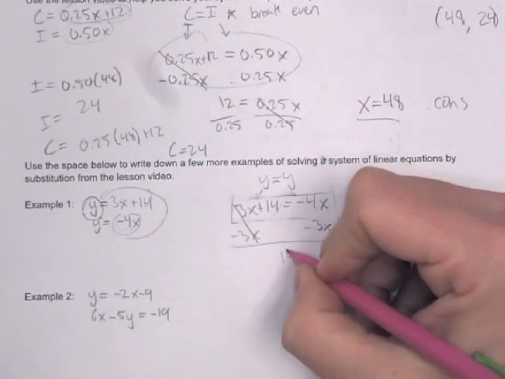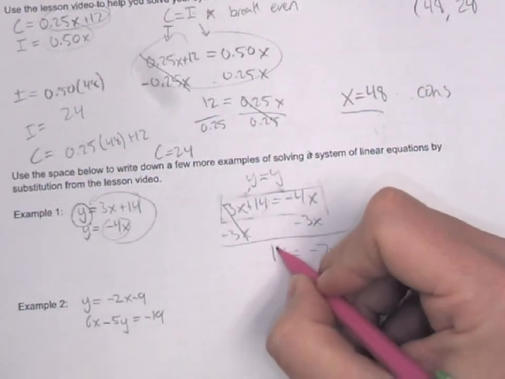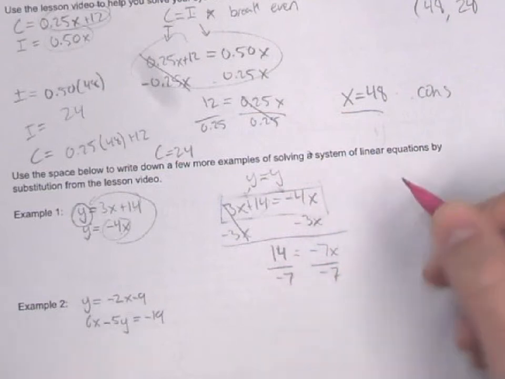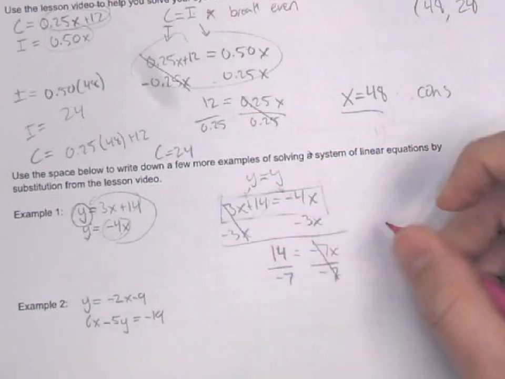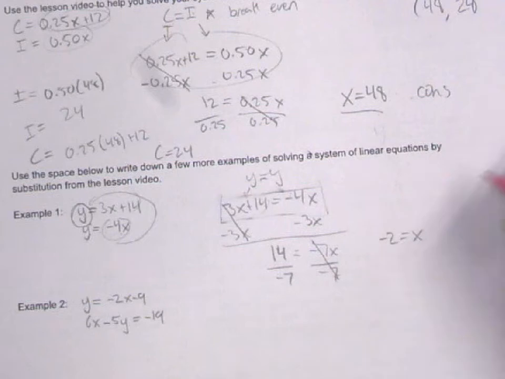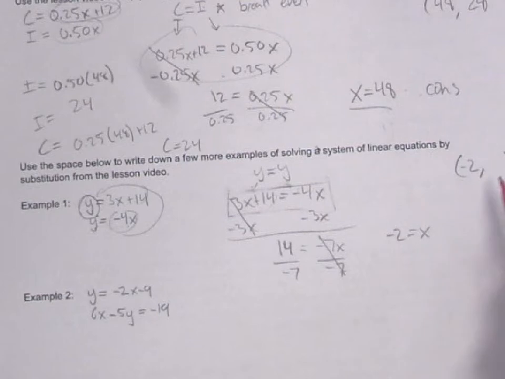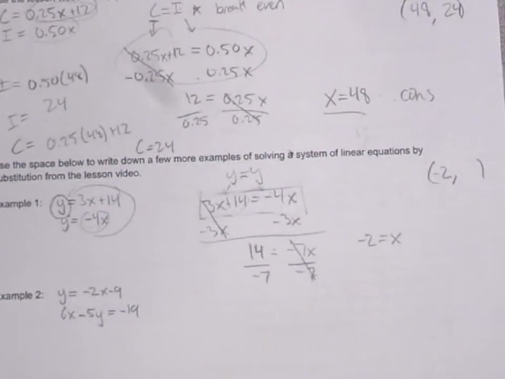Okay. We need to divide both sides by -7 to get x by itself, so -2 equals x. Okay. Now remember, I'm trying to find a solution to a system. So I'm not done when I find that first variable. I'm looking for something like this, right? I still need the other variable.